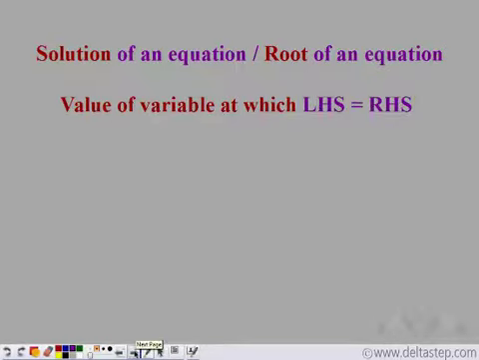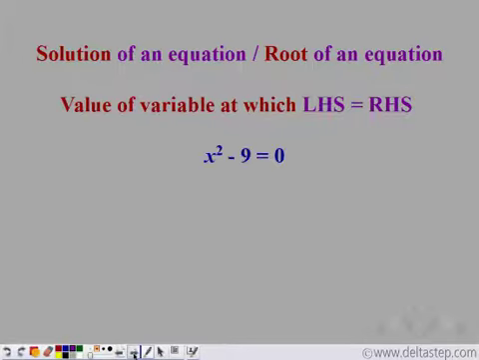Now, we know that a solution of an equation or a root of an equation is that value of the variable at which the left hand side of the equation becomes equal to the right hand side of the equation. That is the value of the variable at which the equality holds. So, the solution of an equation is the value of the variable at which the equality holds.